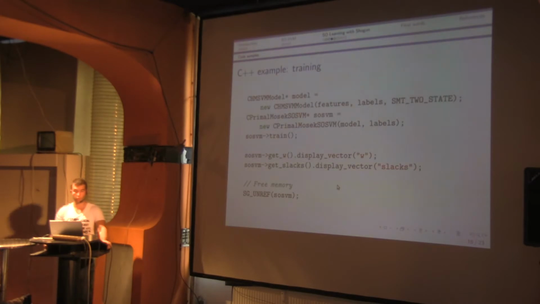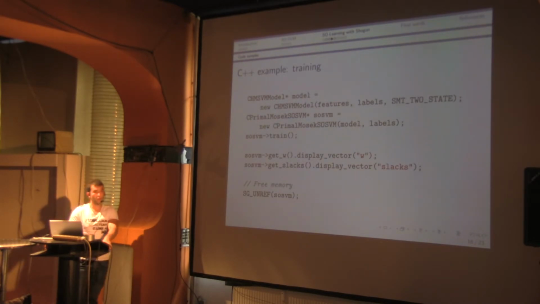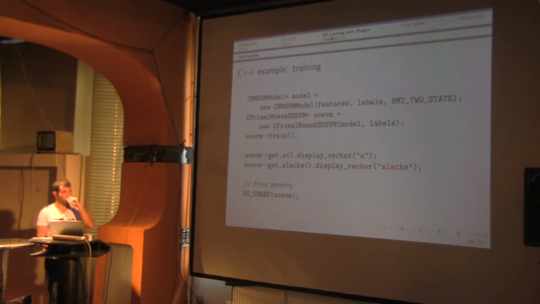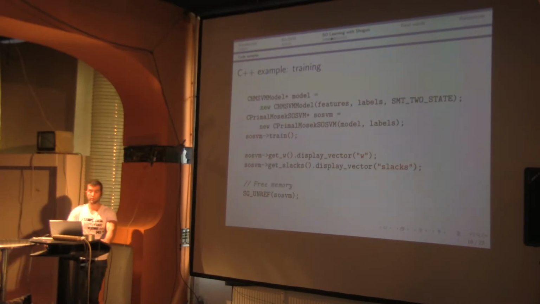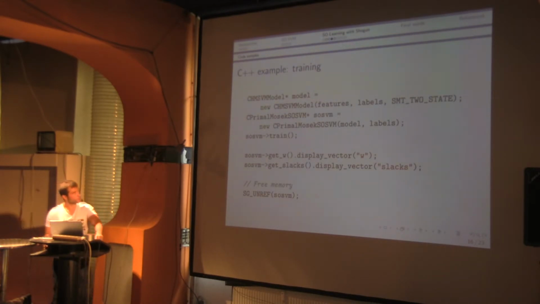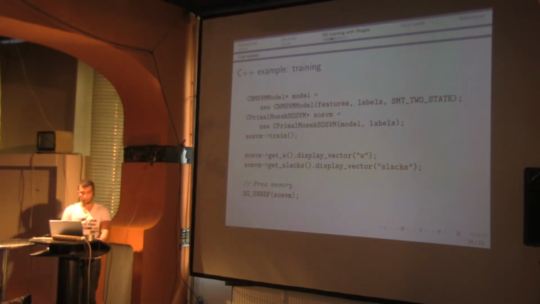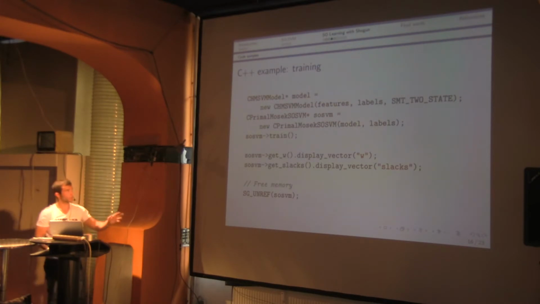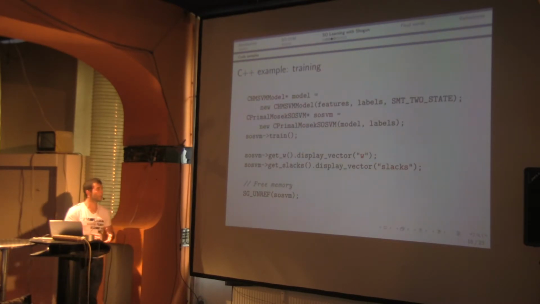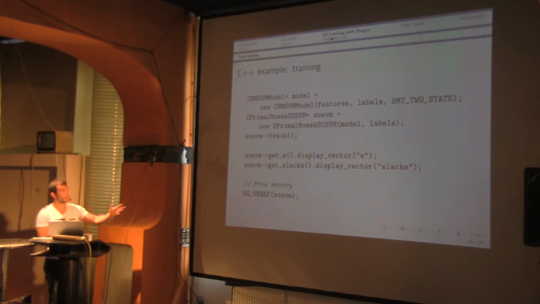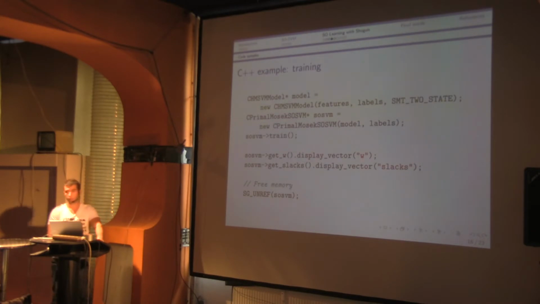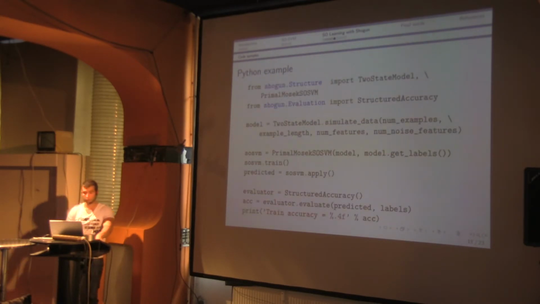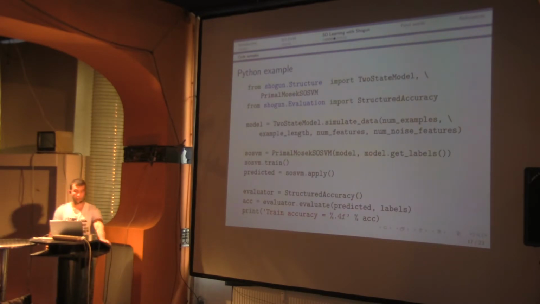Later on, how do we perform training? First of all, we create our structure model that I showed before in the class hierarchy. We associate it with the features and the labels. And the two-state is just saying that the labels we are dealing with are binary sequences. Then we make an instance of our solver, in this case the primal solver of the structure output SVM, and we associate it with the model. We train it, and then once it's trained, we can, for instance, see what the weight vector is or what the slack variables are, etc. So how can we do this in Python? We first import a couple of modules from Shogun.